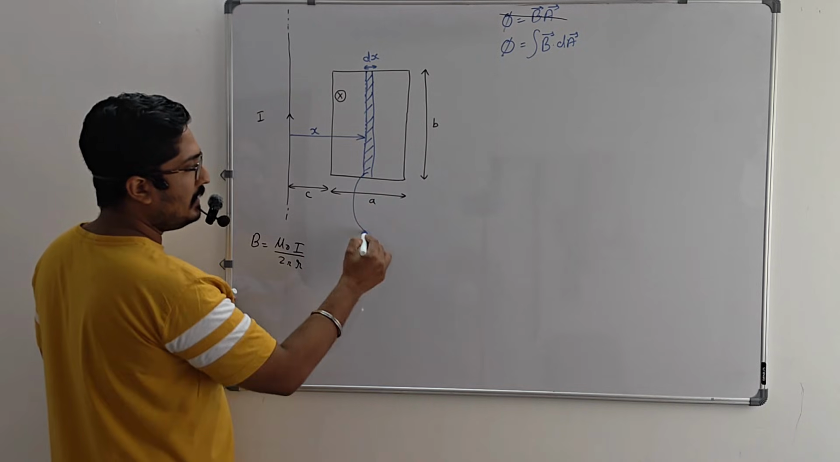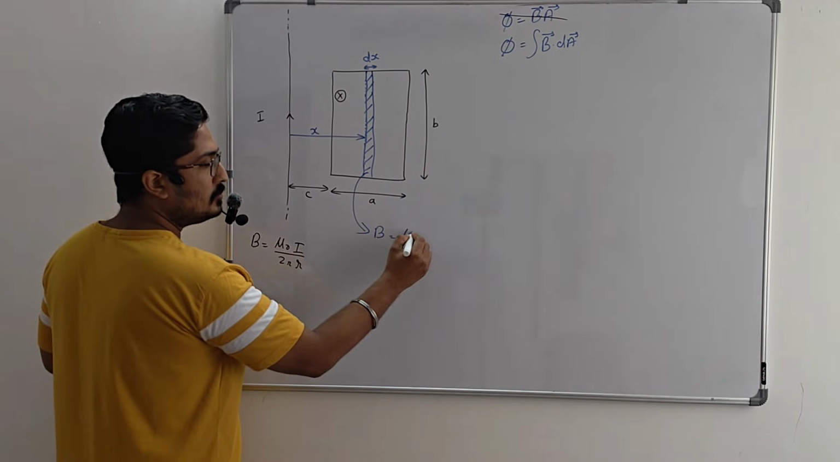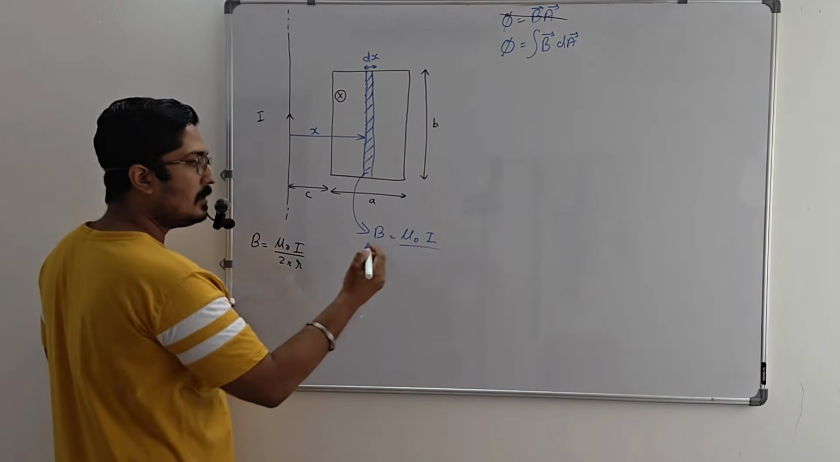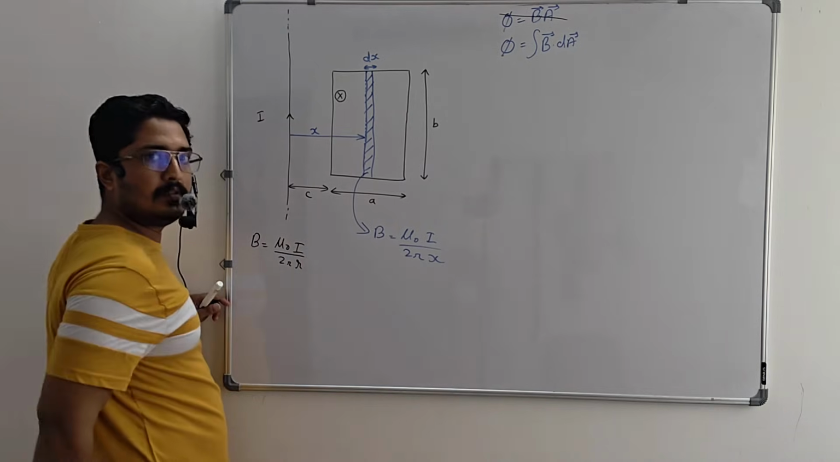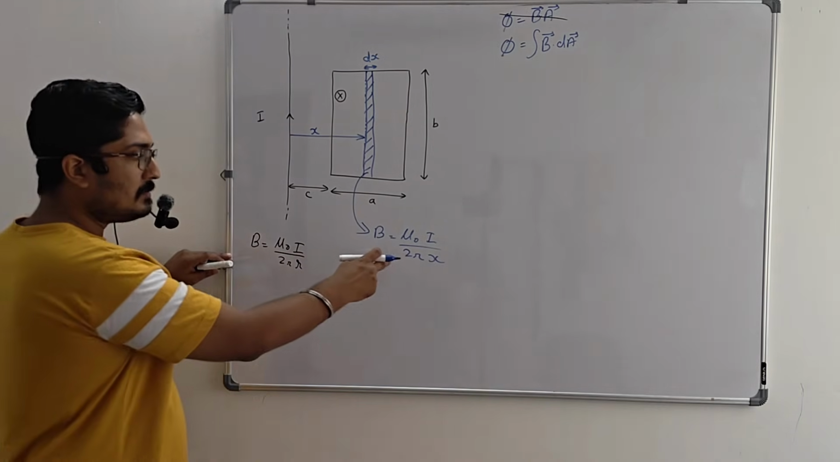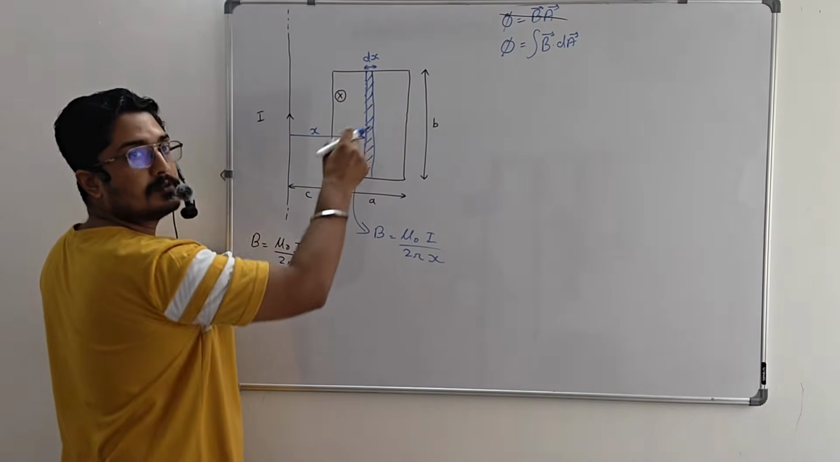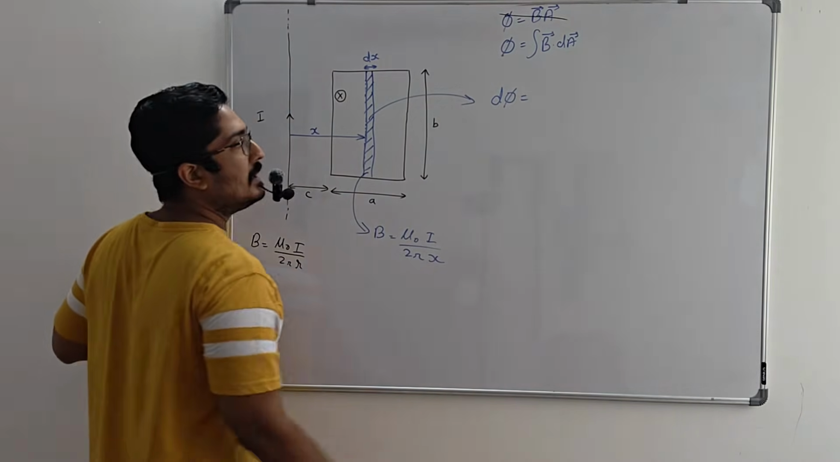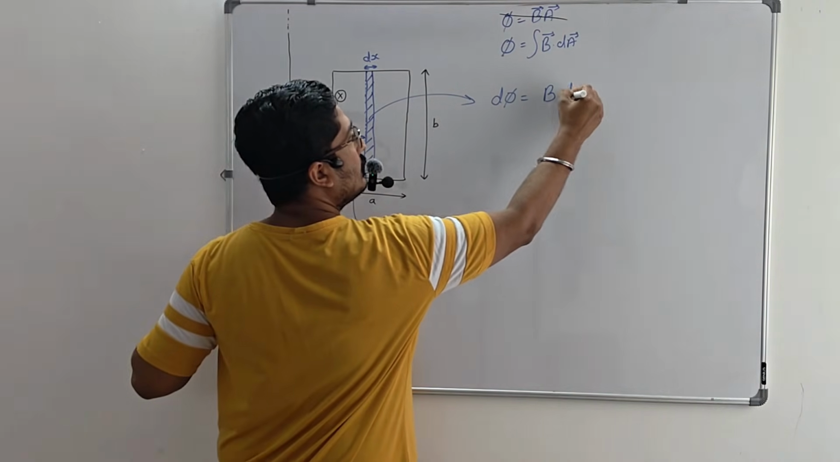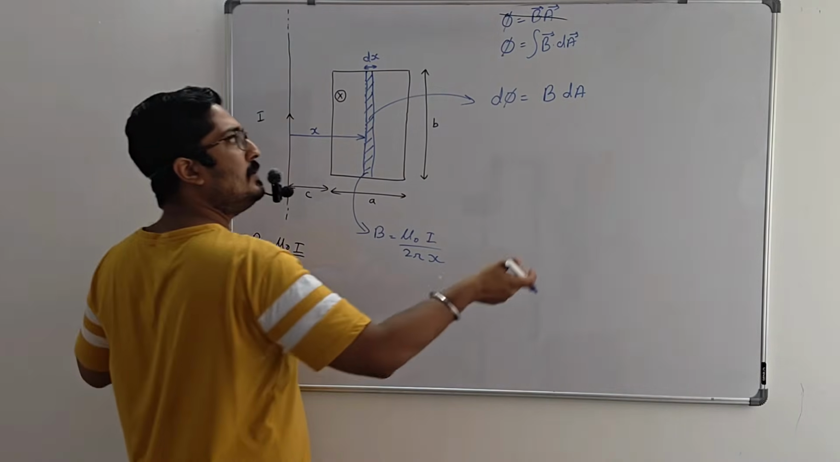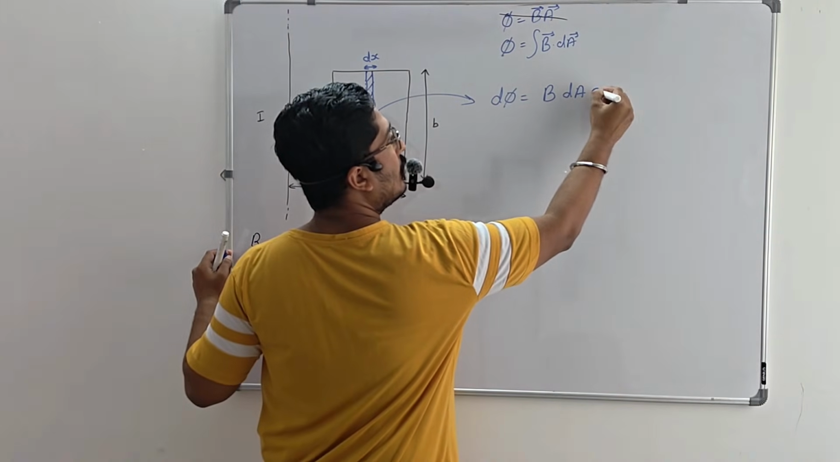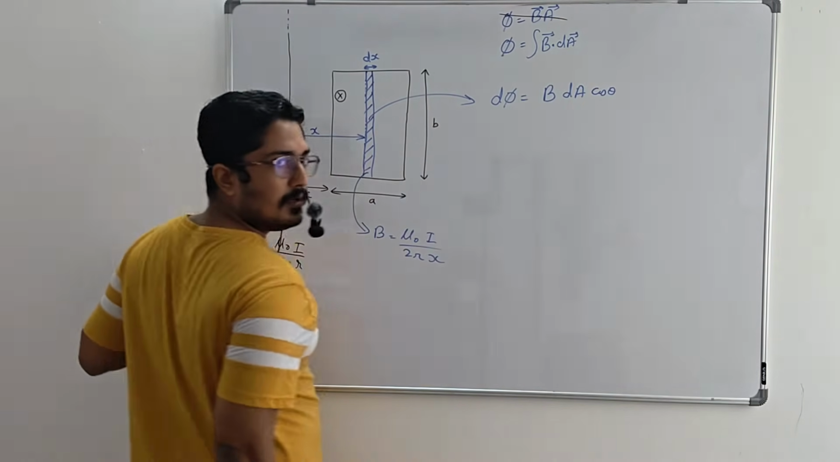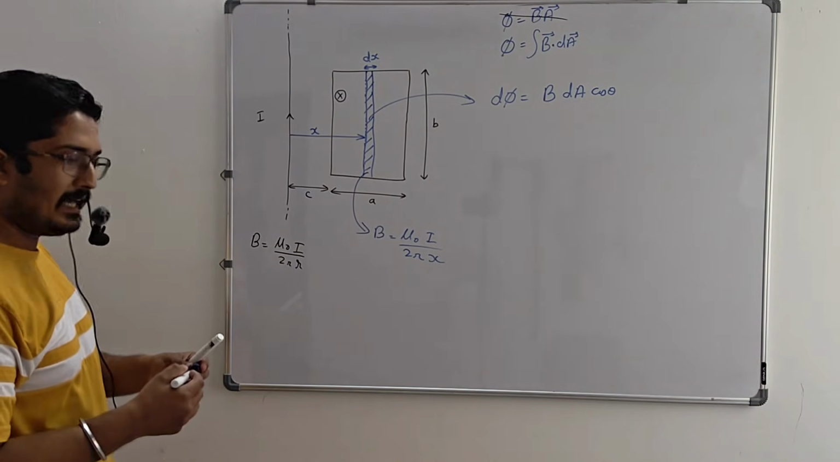And how much is the magnetic field here? The magnetic field B would be equal to mu naught I by 2 pi x, using the same formula. That is the magnetic field in that region. So using this magnetic field, can I find the flux for the small region? For the small region, the flux can be called d phi, and that is nothing but the magnetic field into the area. Actually it should be B into dA into cos theta, because it's a dot product, right? So cos theta, what is the angle theta?